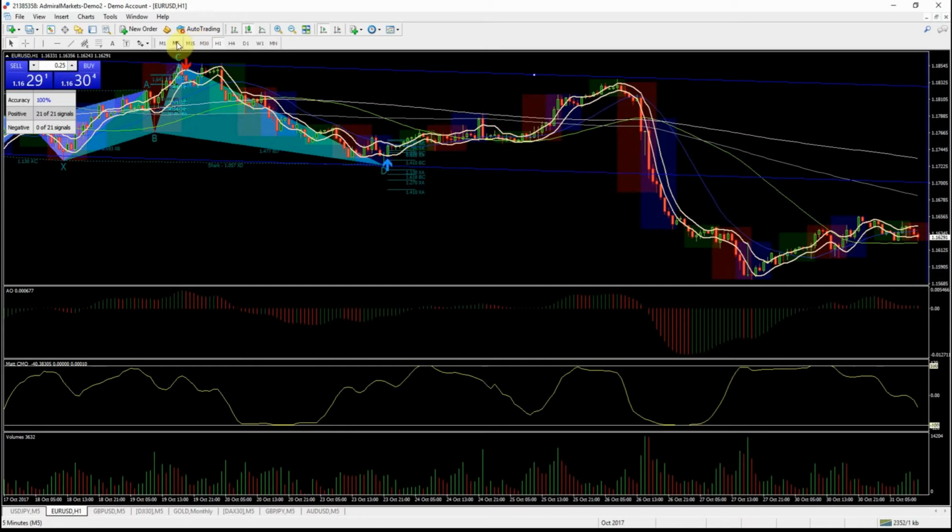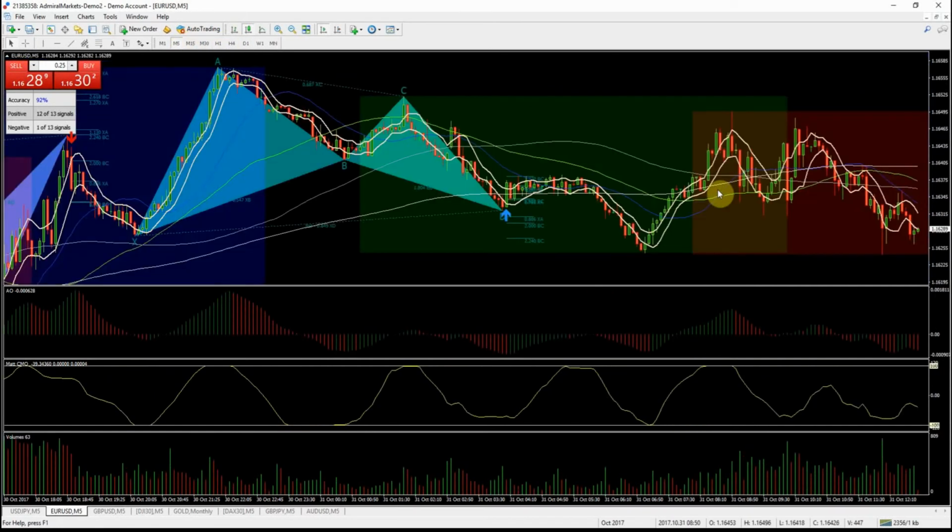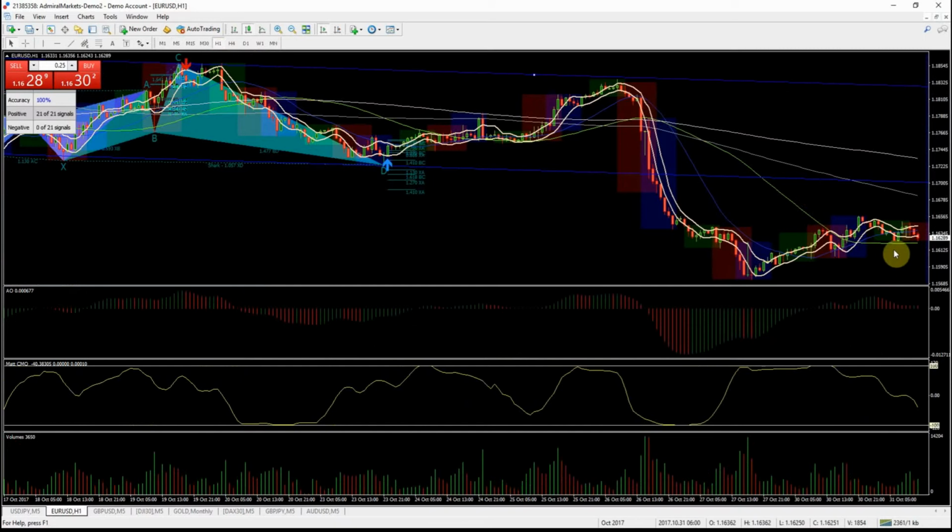So as far as trades are concerned on this, what I'm looking for on the 5 minute chart, I haven't seen it yet, but potentially we've got some movement happening on the 1 hour chart.